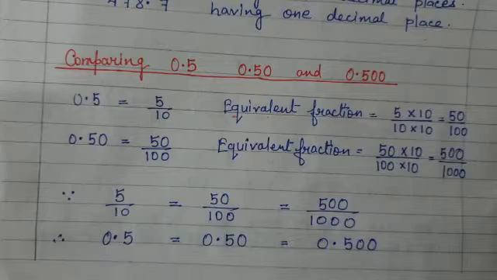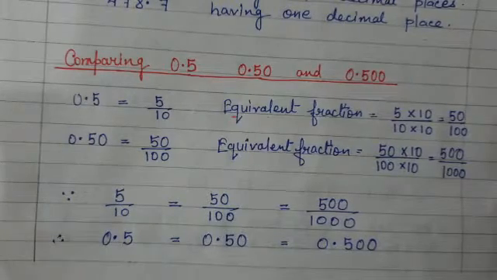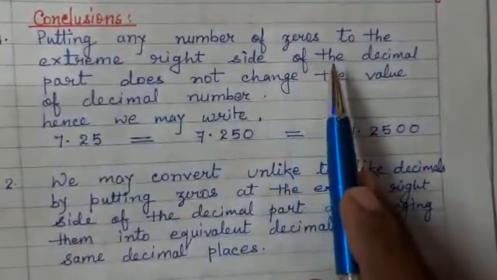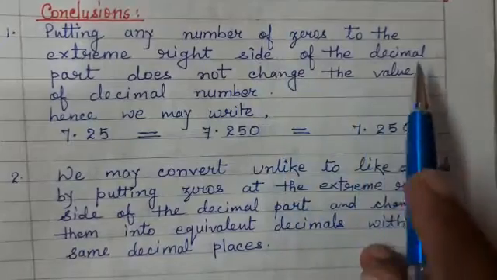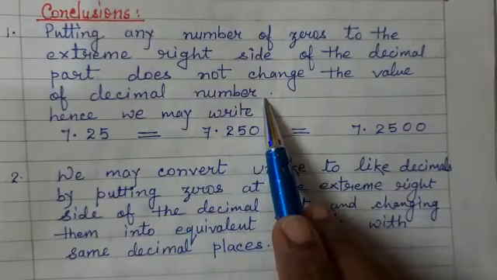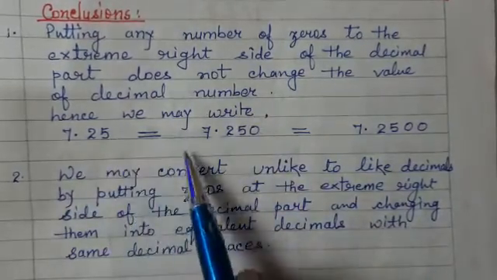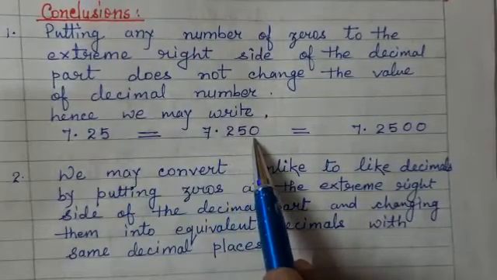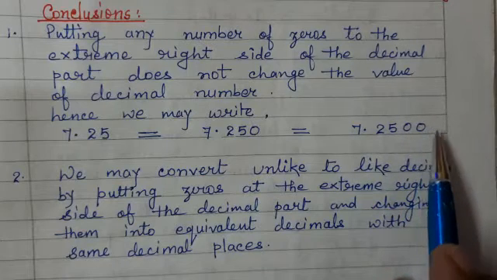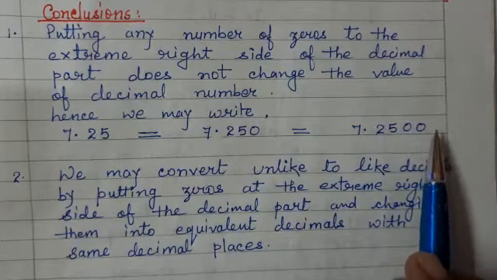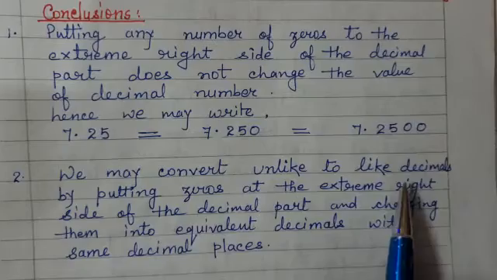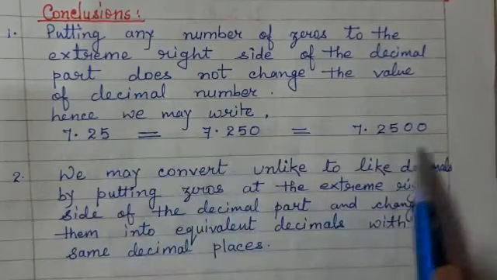So therefore we can conclude 2 important results. First of all, putting any number of zeros to the extreme right side of the decimal part does not change the value of the decimal number. Hence we may write 7.25 is equal to 7.250 is equal to 7.2500. So we can include so many zeros at the extreme right side of the decimal without changing their final value, because all these three numbers are equal.